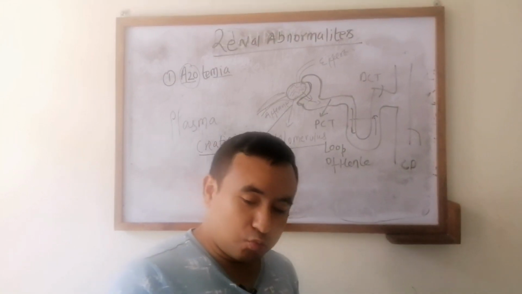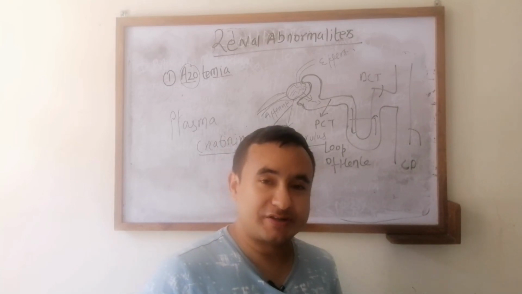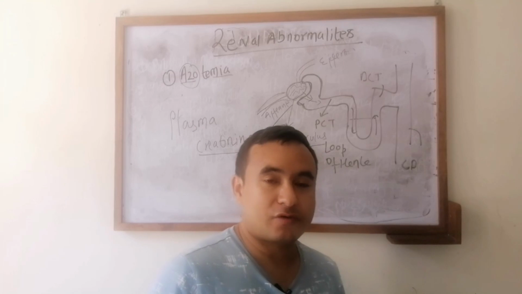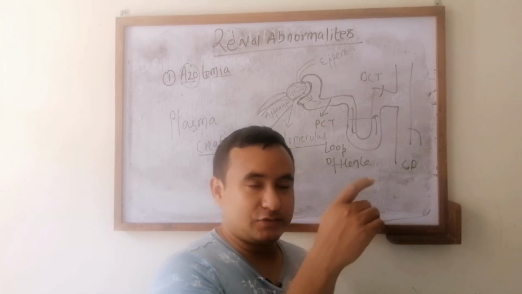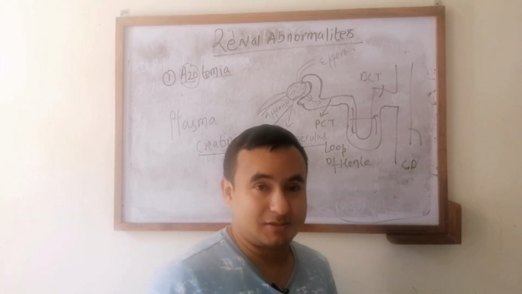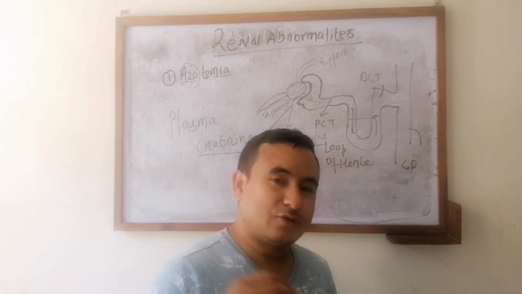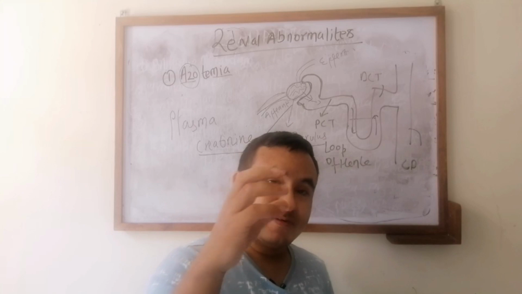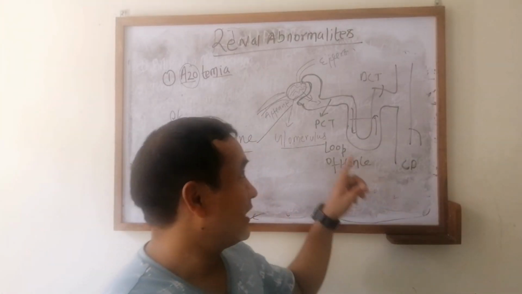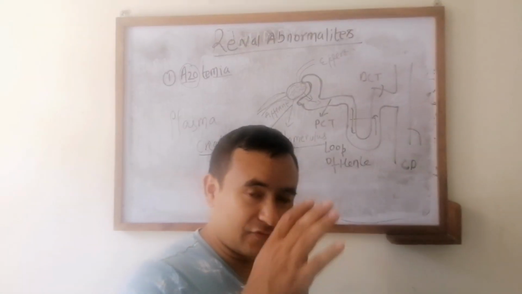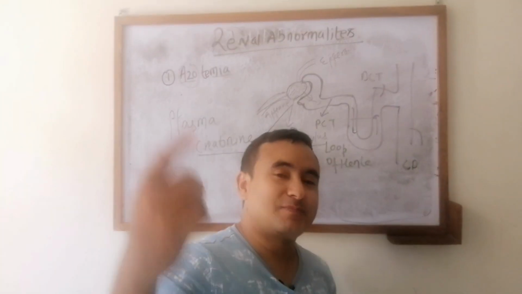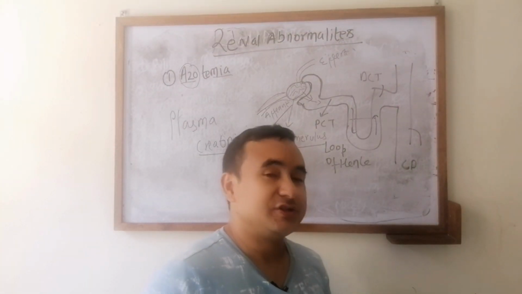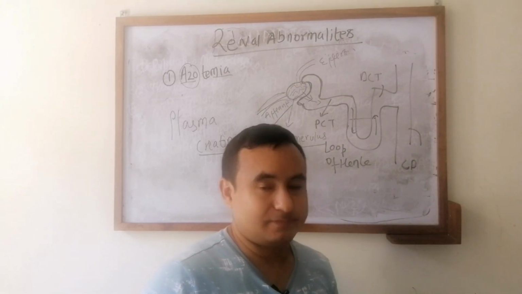If there is more glomerular filtration, if all the creatinine is going out from the glomerulus, then it will decrease the plasma creatinine. So if there is a low creatinine, then you will have a high GFR. If you have a low GFR, meaning that you cannot filter out the creatinine, then there will be elevation in the plasma creatinine. So there is an inverse relation between the GFR and the plasma creatinine.